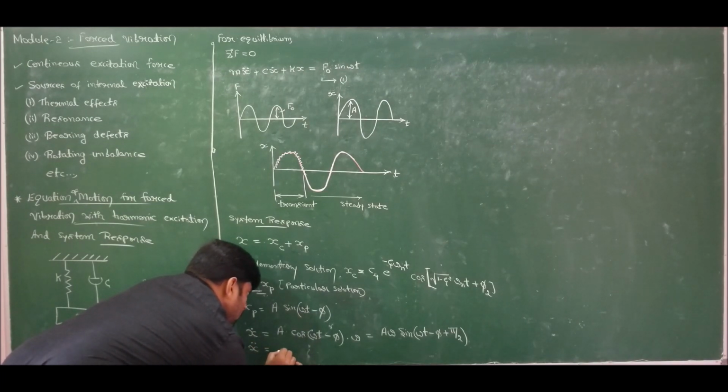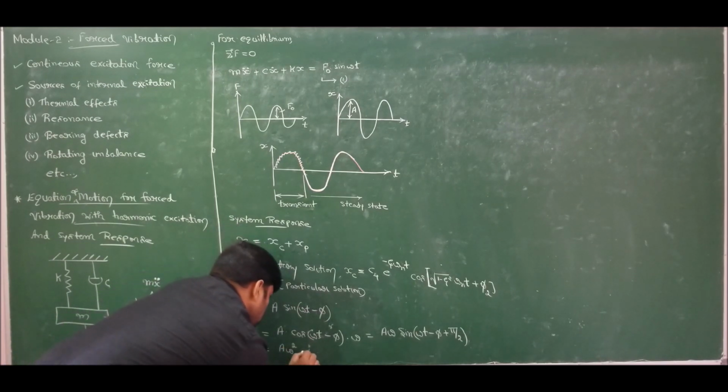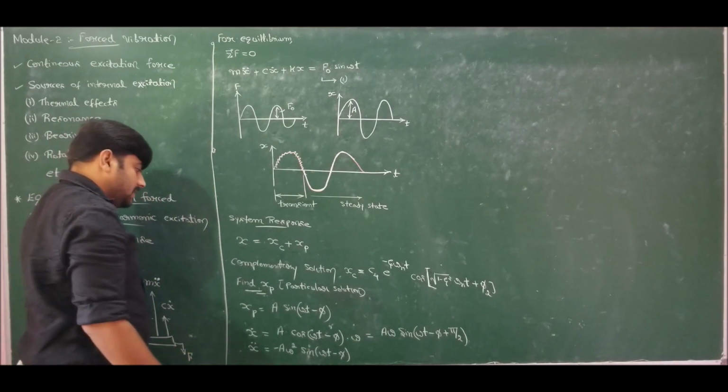Now what is the value of acceleration x double dot? X double dot will be obtained by differentiating this. If I differentiate this, what will I get? A omega square with a minus sign, sin of omega t minus phi, correct? Minus A omega square sin of omega t minus phi.